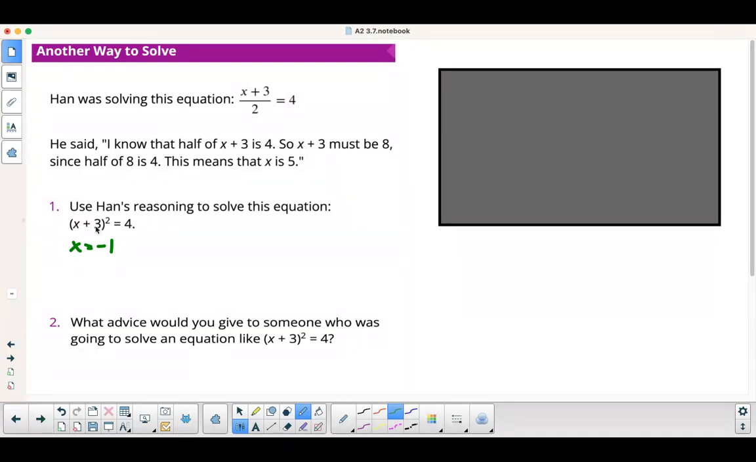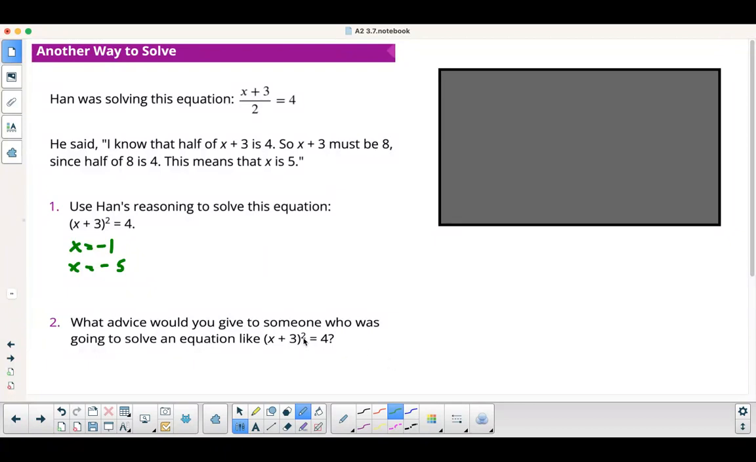the -1. -1 plus 3 is 2. Square the 2, you get 4. But then this could also be -2. So the other option would be if it's -5, because -5 plus 3 would be -2. When we square that, you get 4. So kind of just like a trial and error type of thing.